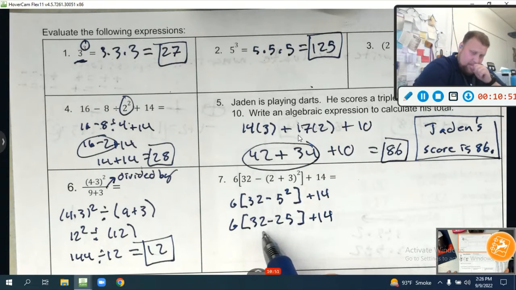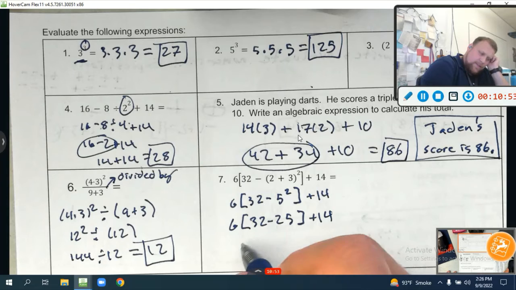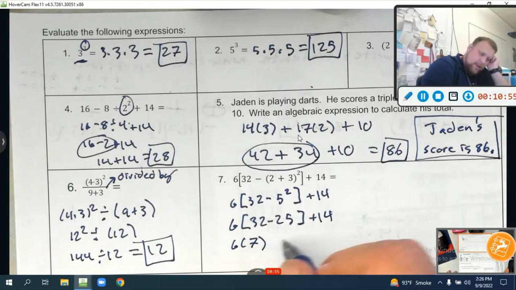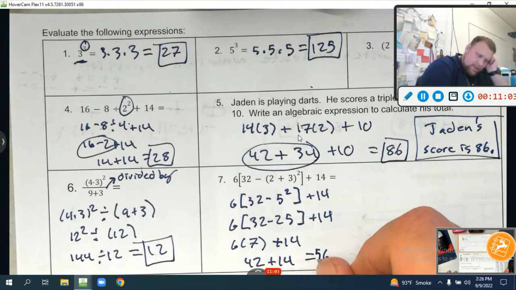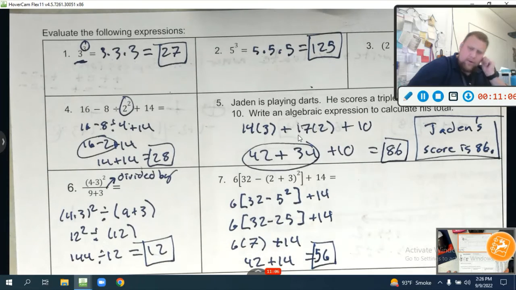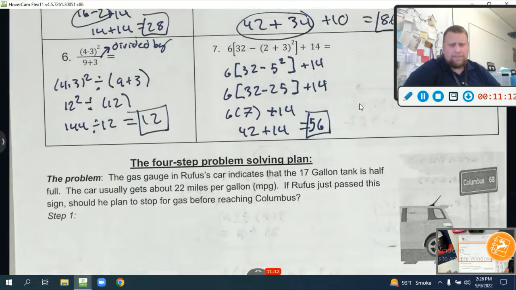Excuse me, parentheses first again. 32 minus 25 is 7, so 6 times 7 plus 14, which is just 42 plus 14, or 56. There we go. Now I went through these kind of fast, but again, take your time, take a look at them. Pause it as needed, go back.